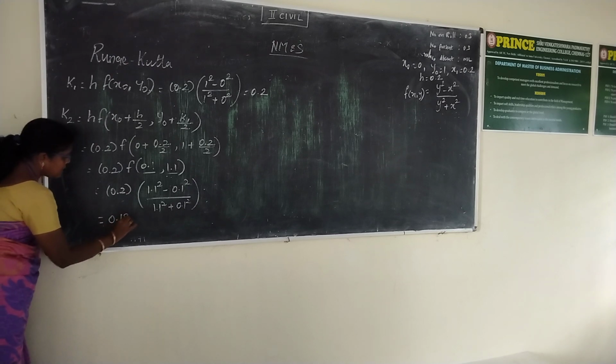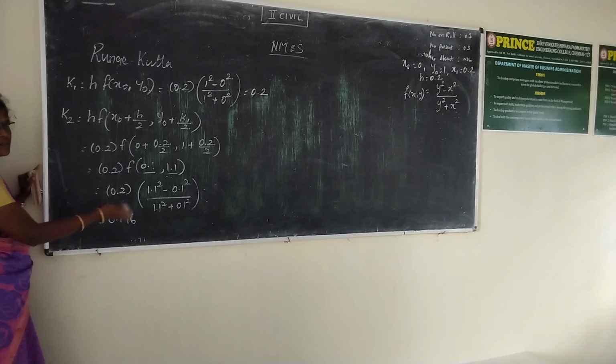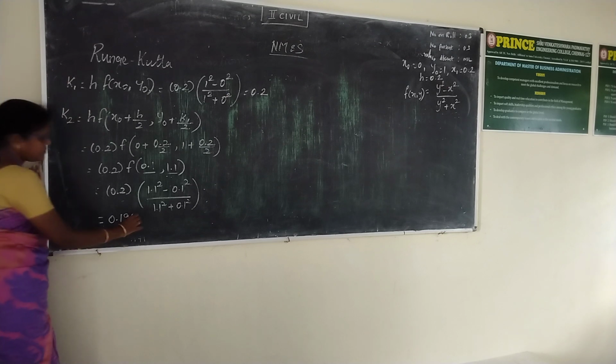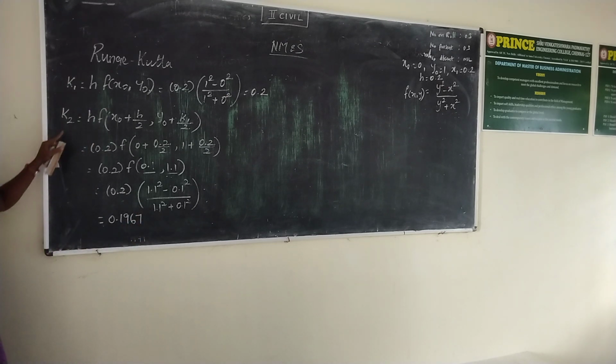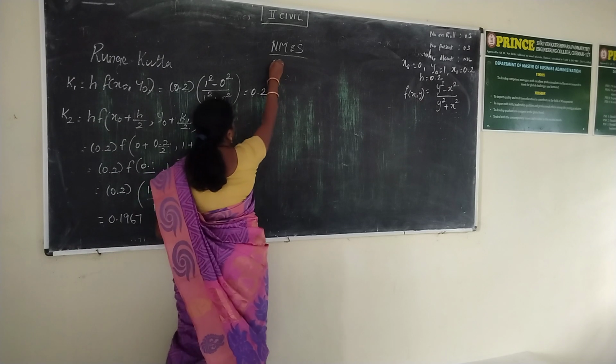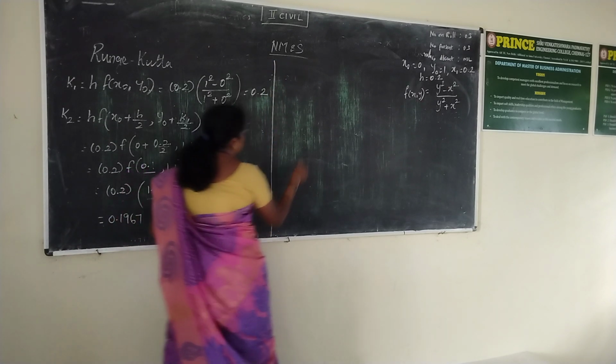0.196. K2, no? K2. Everybody same answer? Yes. So now similarly write your formula for K3 and find what is K3.